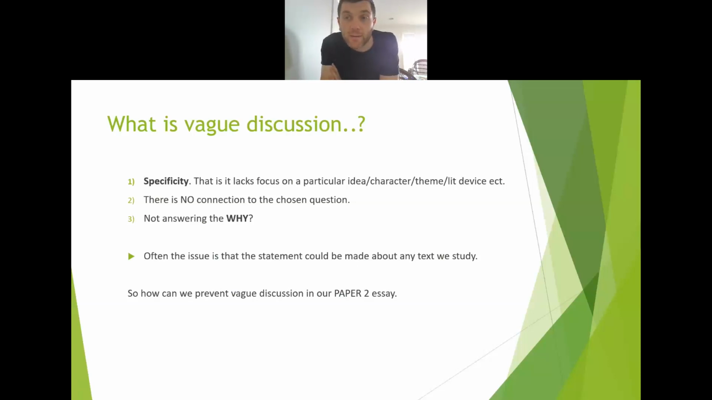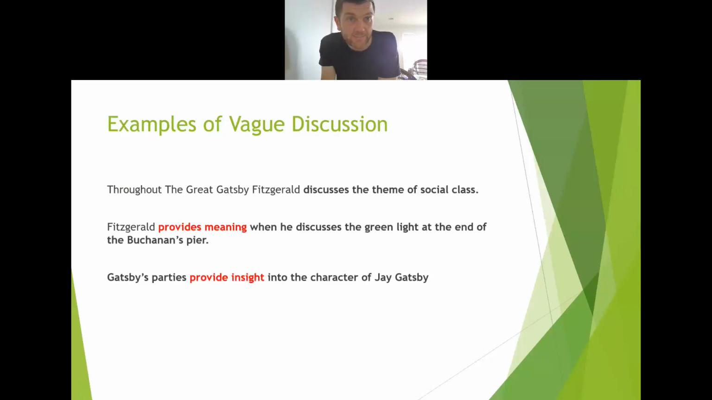Take note that just because we are talking about the text, talking about an idea, a character, a theme, a literary device, doesn't necessarily mean that our discussion is not vague. Really, vague discussion doesn't address the question that you've chosen. You always need to be focusing on that question. That's really the gist of the paper 2. That's the focus that we need to really narrow down to. Always be focusing on the question, and use the text in order to do that. That's the important aspect.